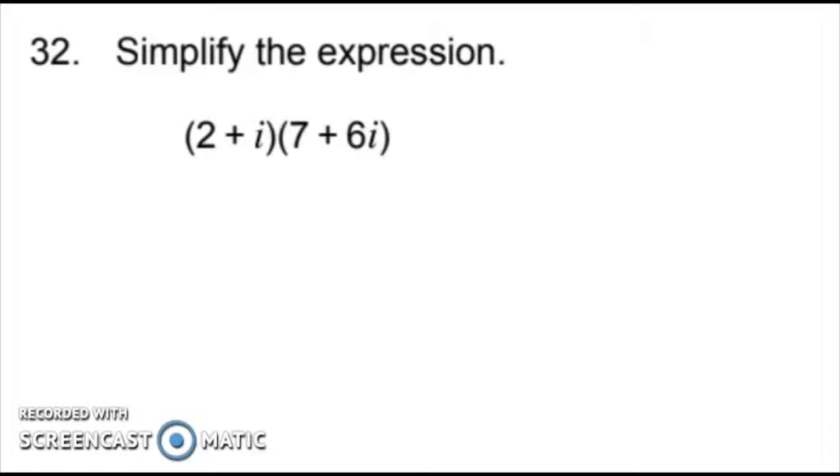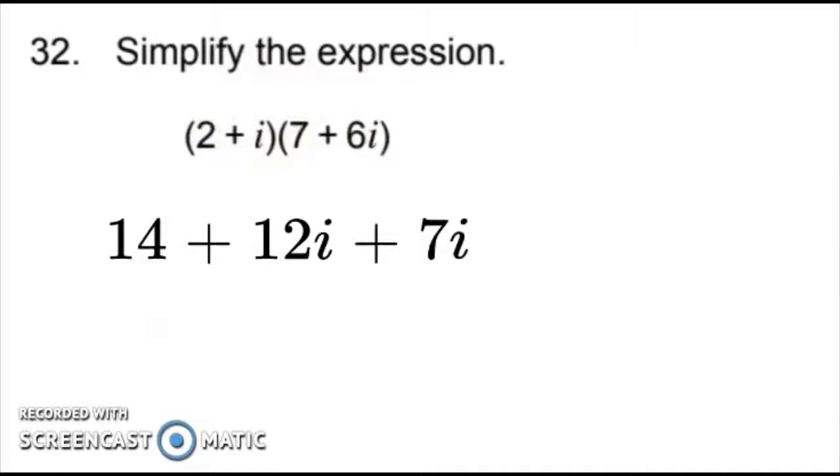For number 32, it is asking me to simplify the expression. So I need to distribute here using FOIL or box method. So distributing, I'll have first 2 times 7 is 14. Then I'm going to have 2 times 6i, which is 12i. Then I'm going to have i times 7, which is 7i. Then i times 6i, which is 6i squared.